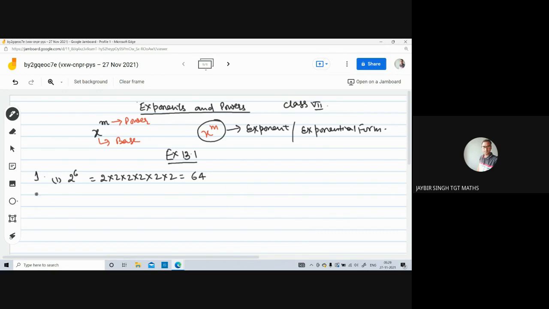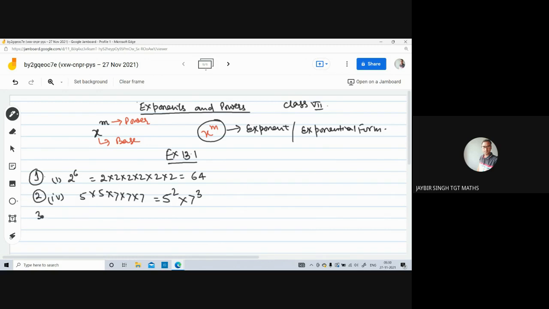Now question number 2. The remaining parts of this question you can do likewise. Express the following in exponential form. I'm taking the fourth part. This is 5 into 5 into 7 into 7 into 7. This we have to write in exponential form. So here we have 5 into 5, which can be written as 5 square, multiplied by 7 into 7 into 7, which can be written as 7 to the power 3. Likewise, you can do the remaining parts.